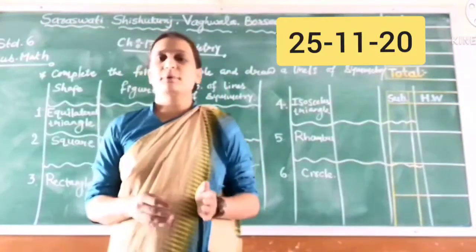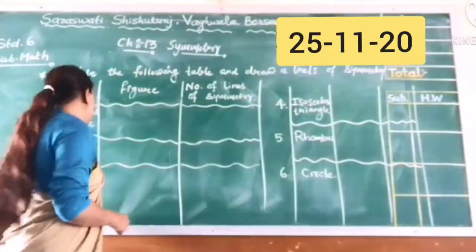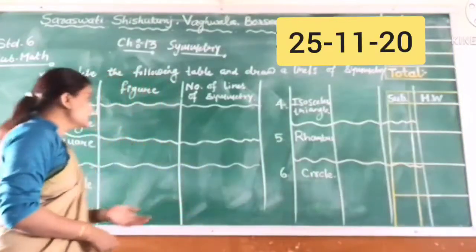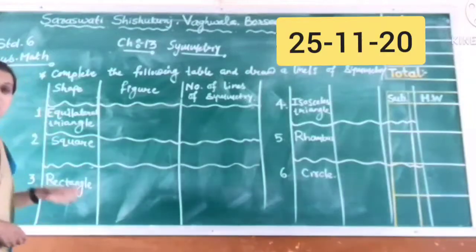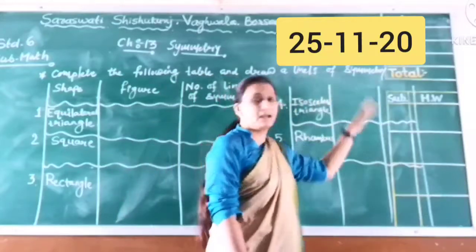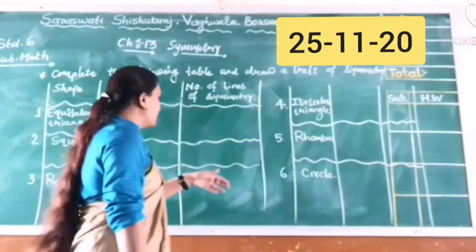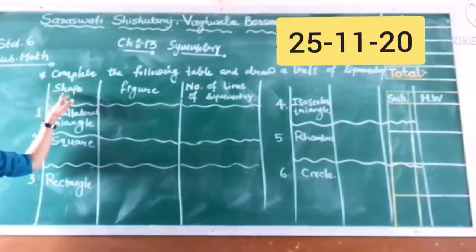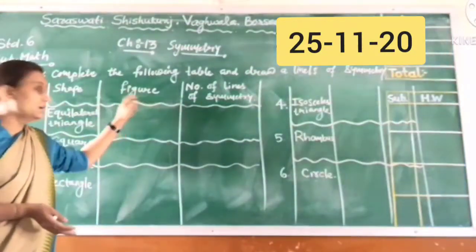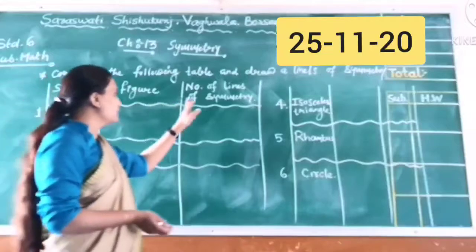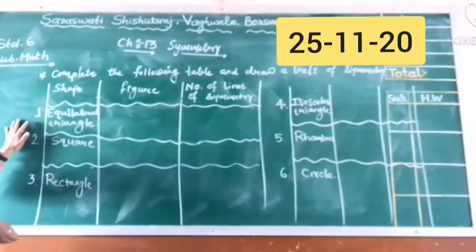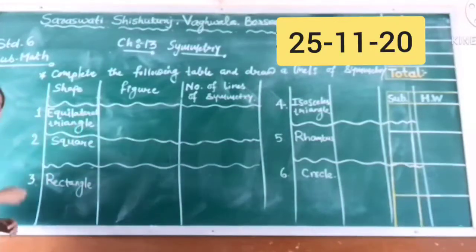Okay, so let us understand symmetry with the help of different shapes. Here you can see I have taken a total of 6 shapes. Let us understand how many lines of symmetry different shapes have. The question is: complete the following table and draw the line or lines of symmetry. We have one table. In that table, first we have the shapes, the names of the different shapes. Then which kind of figure each shape is, and at last we have to find the number of lines of symmetry in different shapes. Here we have the first figure, the equilateral triangle.